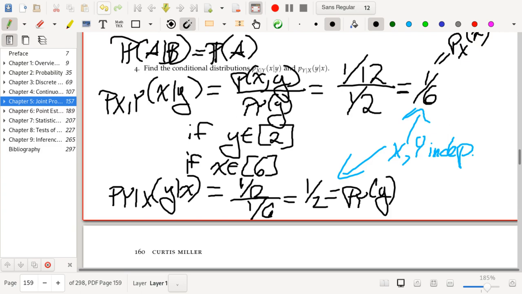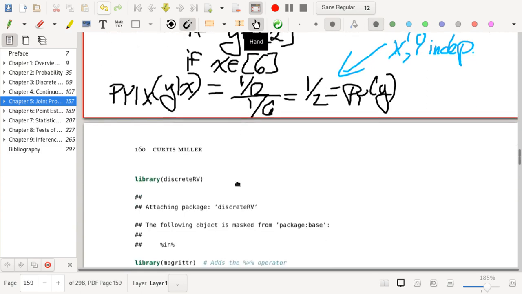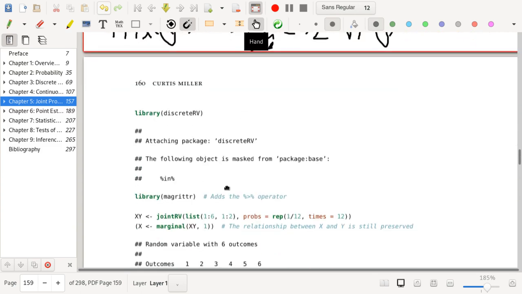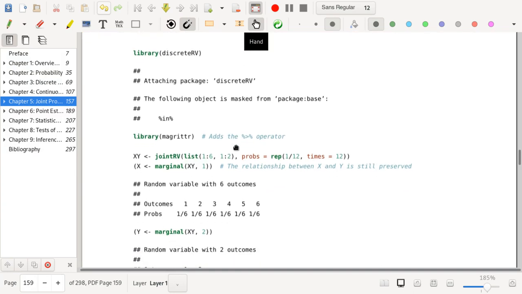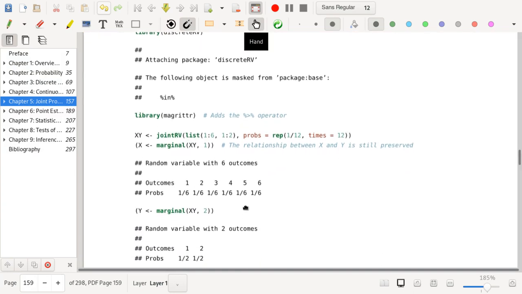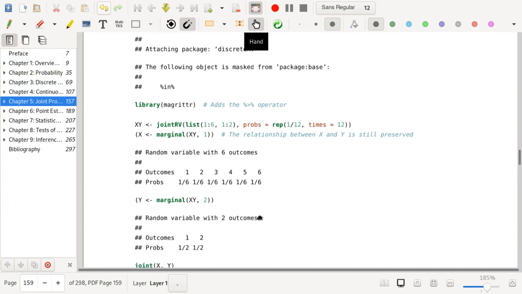It's also true for Y in the Y direction as well. So X is independent of Y, and Y is independent of X. All right, so in the package discrete RV, we are in fact able to define jointly distributed random variables.